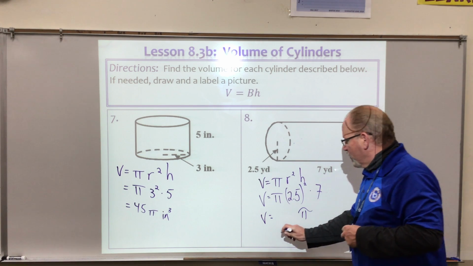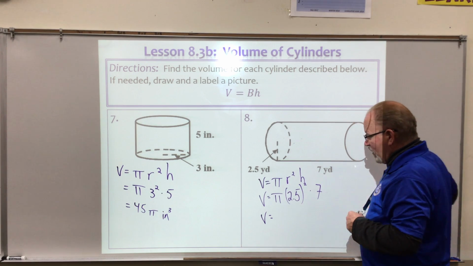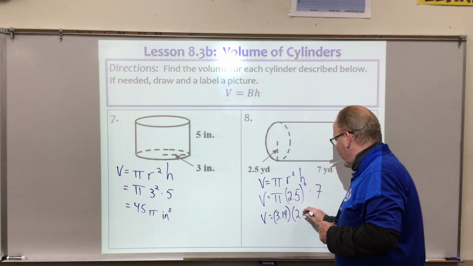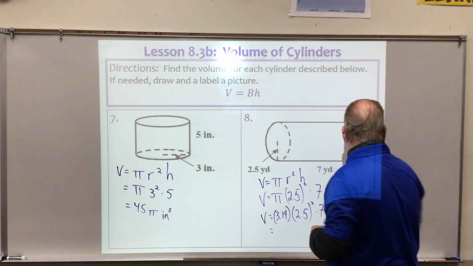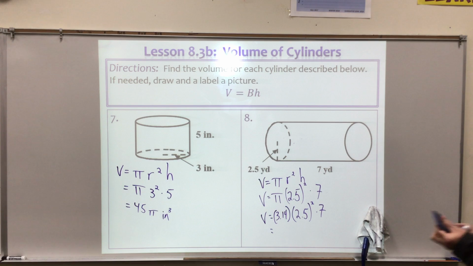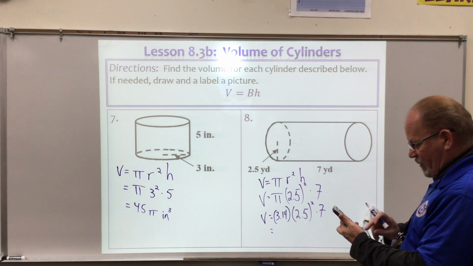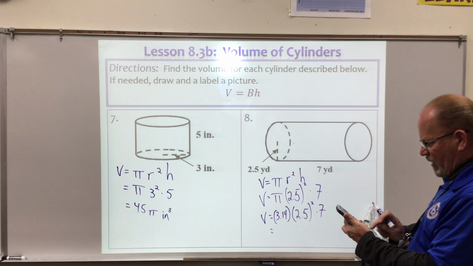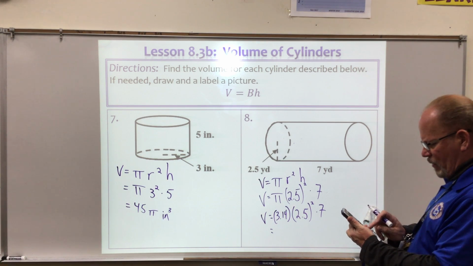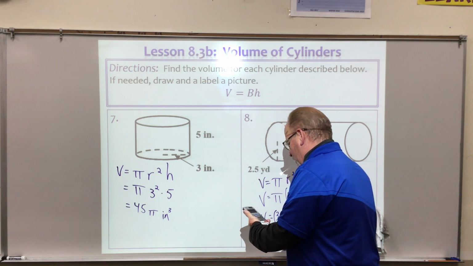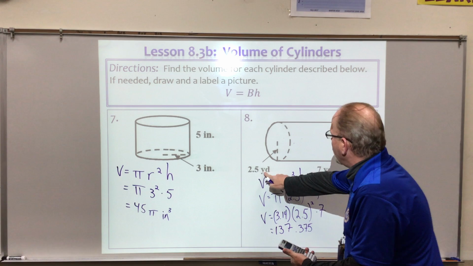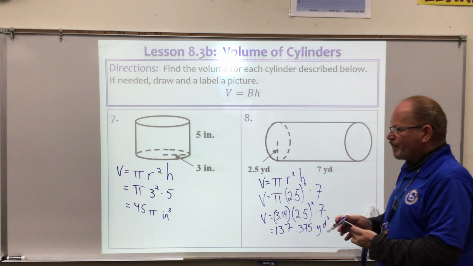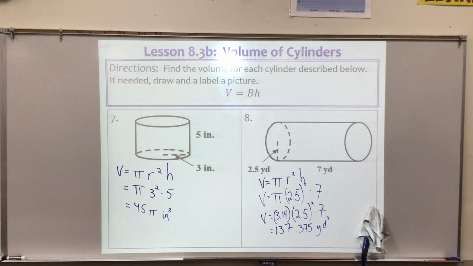Now the Alex problems say use 3.14 instead of pi. So instead of pi, you're going to put 3.14 times 2.5 squared times 7. You're going to push equals, and you're going to get a number. Let's see. 3.14 times 2.5 squared times 7 equals, and if you're doing it with me, you get 1099 over 8, or 137.375 yards to the third power, or cubic yards. Okay? So, I'll show you another example or two.